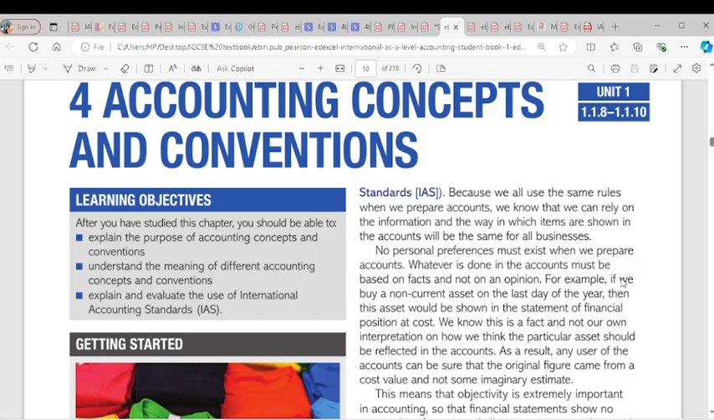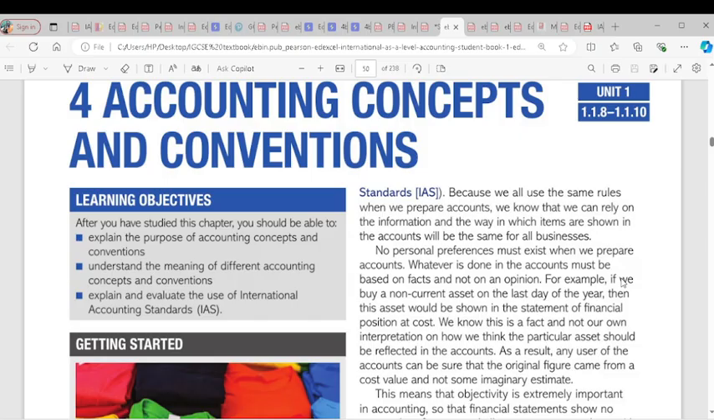When we talk about accounting concepts, it simply means rules or guidelines that must be followed in the course of preparing an account. So we don't just prepare accounts, we prepare accounts based on certain guidelines and rules. When we prepare accounts based on certain guidelines and rules, we call it accounting concepts. Do you understand the accounting concept here? Good.